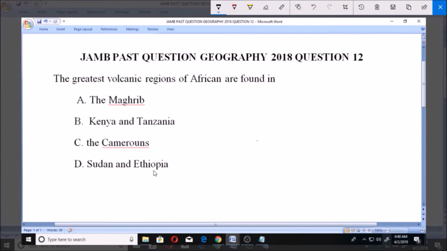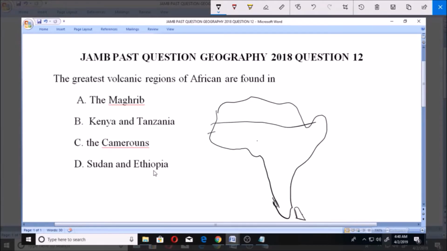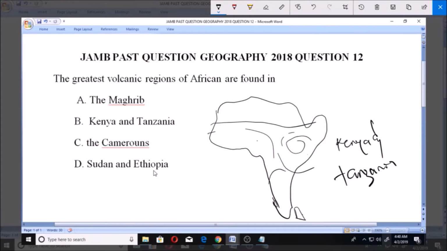So to put this in perspective, we have the map of Africa with the Horn of Africa, and then West Africa with Nigeria and the rest of them, South Africa, then Madagascar. So this is North Africa, West Africa, East Africa, South Africa. In this East Africa, where we have Kenya and Tanzania, this is where we have the East African Rift Zone.